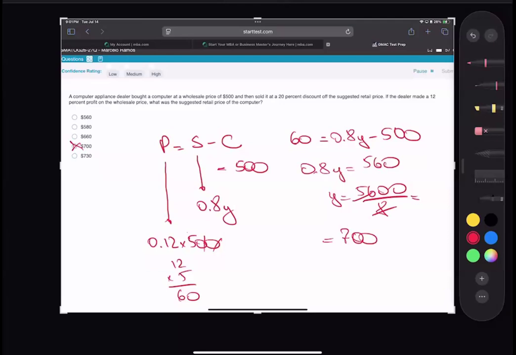Now identify each thing. Okay. Any question?